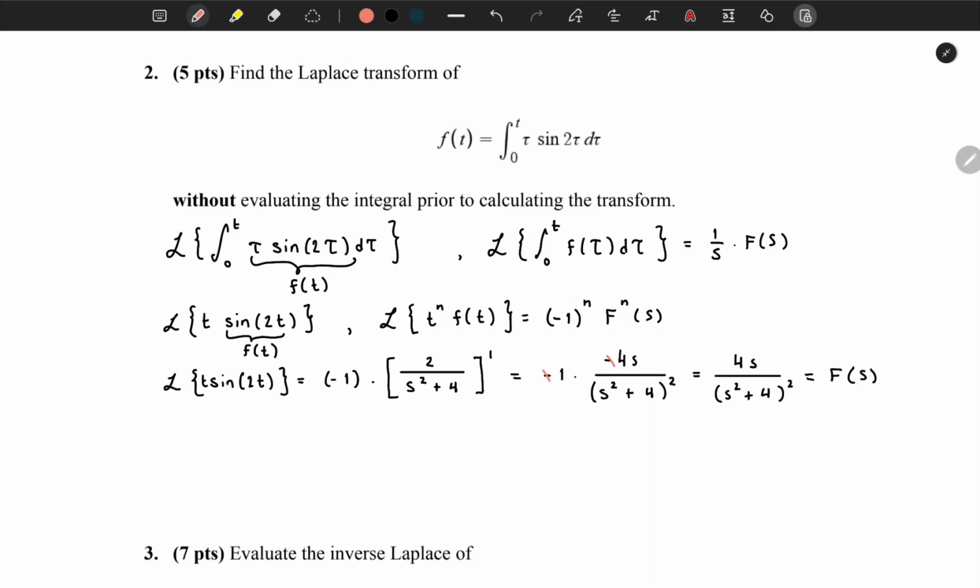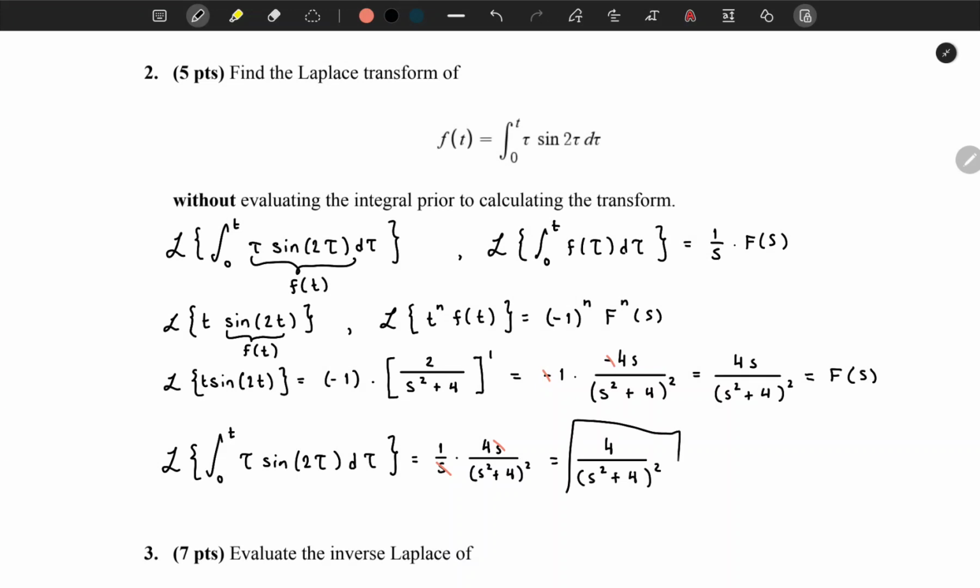So now the Laplace of the integral from 0 to t of tau sine 2 tau d tau is going to be equal to 1 over s times F of s, and so we can see that this s will cancel out with that to leave us with our answer of 4 over s squared plus 4 all squared. So this would be the answer.